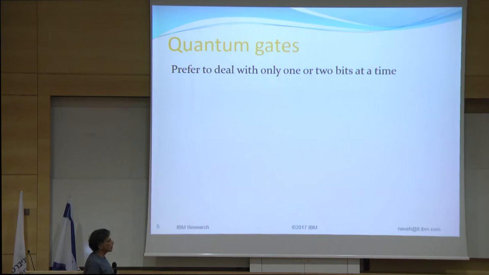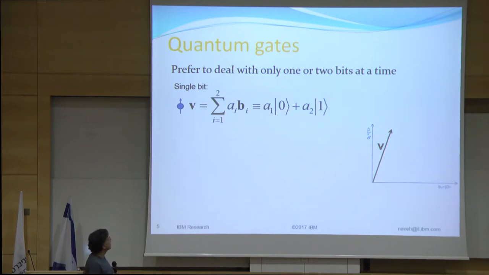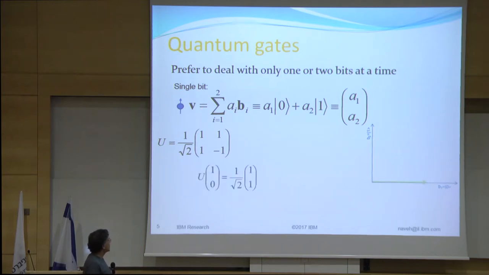Okay, so going ahead, like I said, from physics to computer science in three simple slides. So if I have a single bit, I have now a two-dimensional Hilbert space. I can write it in this form, or in this form, or even in this form, all represent the same thing. And I can apply some unitary matrix over this vector. And if I apply this matrix, for example, on this base vector, what I get is a uniform combination of the two base vectors. Okay, so I did this manipulation, which, by the way, is an important manipulation. This is the Hadamard gate.